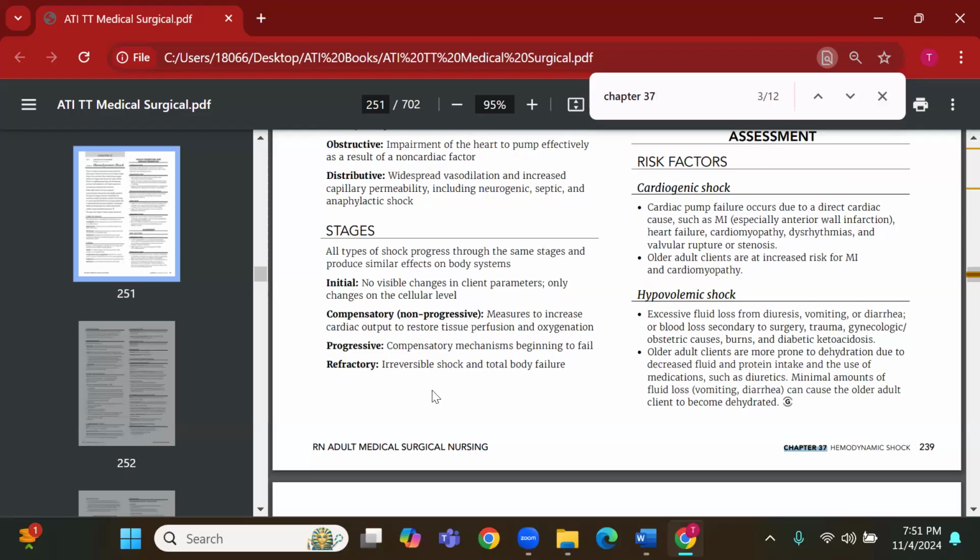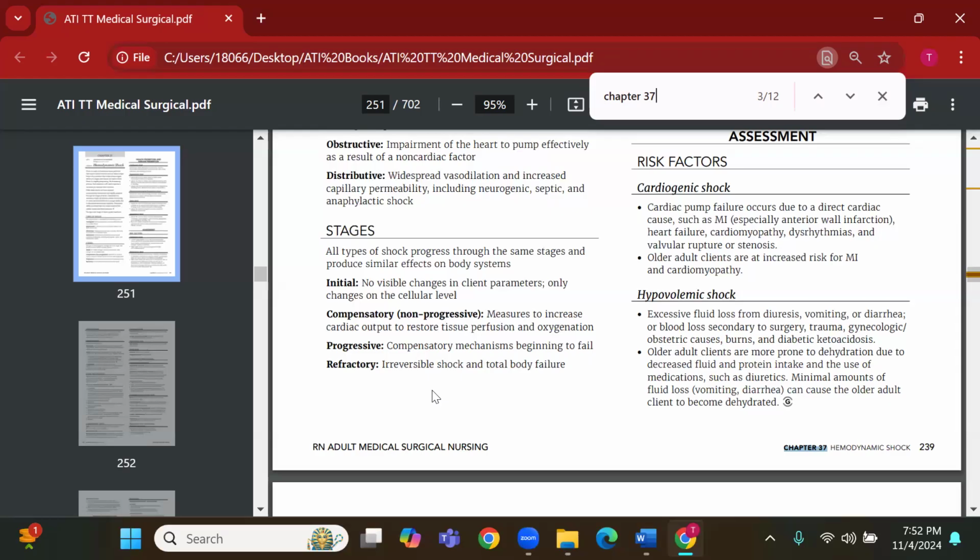And then as it progresses, our body says, well, you know what? We can't compensate anymore. Good luck. And remember, the systemic and the microvasculature stop working together. They work separately now. One is vasodilated and one is vasoconstricted. And then once you get to the refractory stage, they may ask this question. This is irreversible. This is where you would see MODS and DIC.